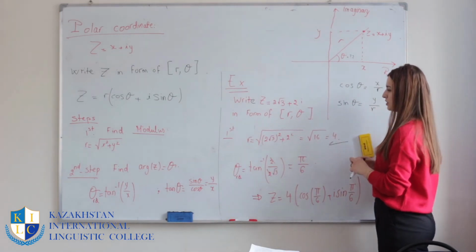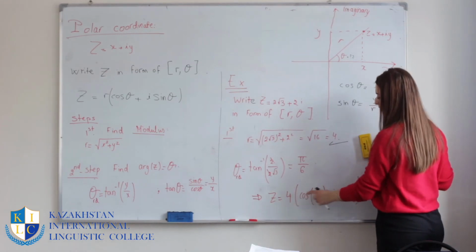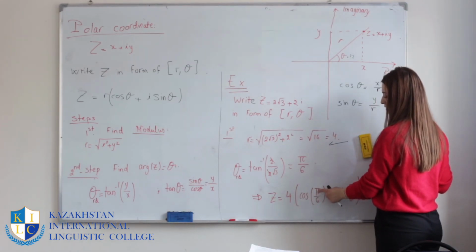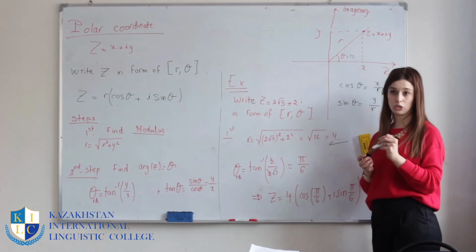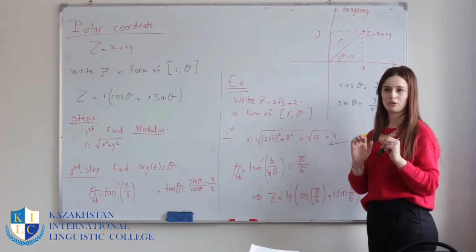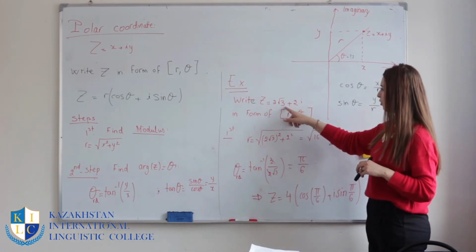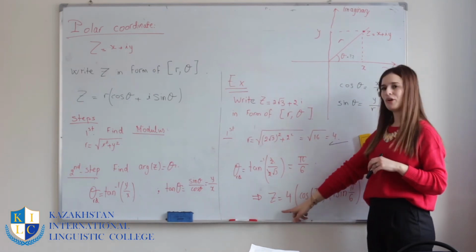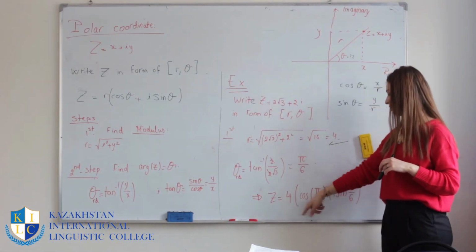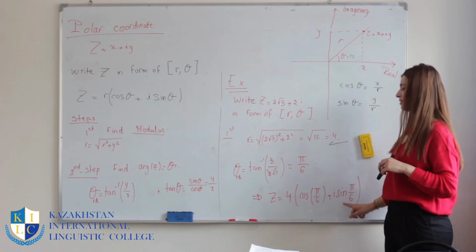Now just substitute r, which is 4, and theta, which is pi over 6. No need, as I told you, to calculate. So from this form, we get the polar form, which is equal to 4 times (cosine pi over 6 plus i sine pi over 6).